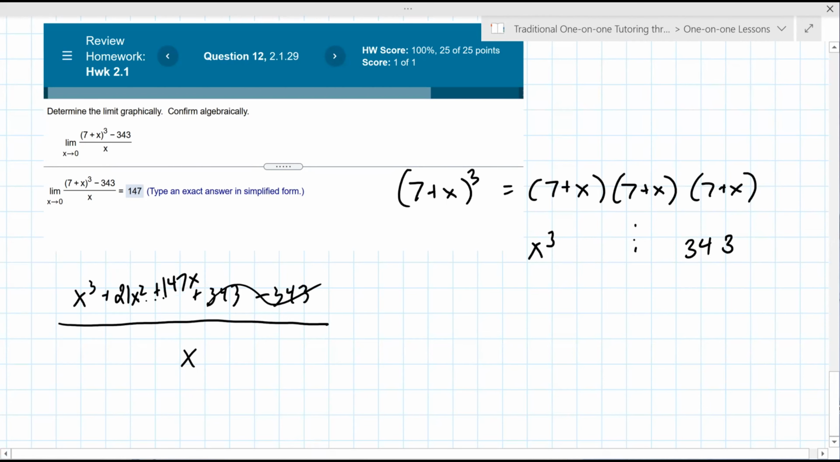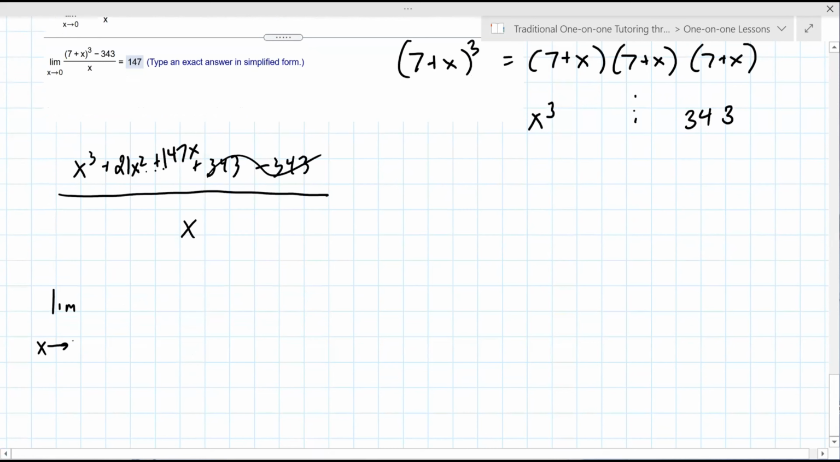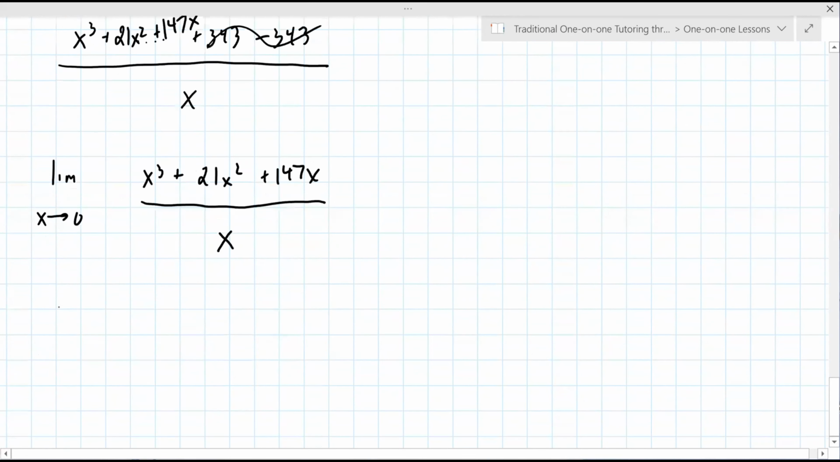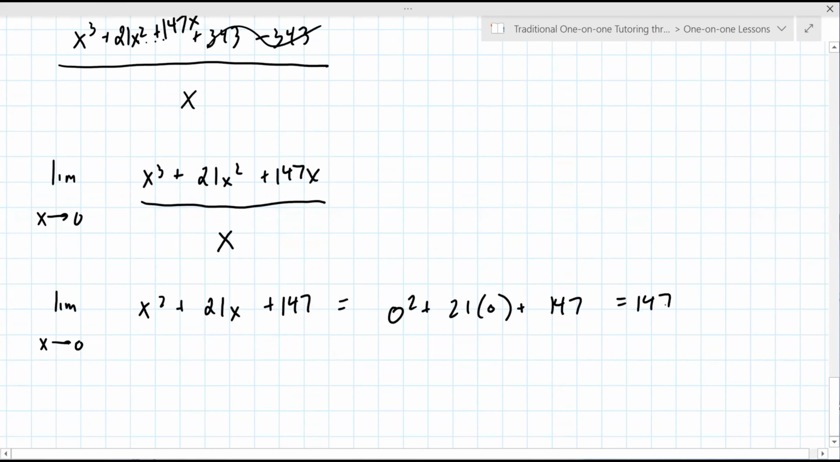(21x² + 147x). So what this reduces to is the limit as x approaches 0, x cubed plus 21x² plus 147x all over x. So you end up canceling each of these with an x. So this becomes the limit as x goes to 0, and you have to write that every time, of x squared plus 21x plus 147. And then you go back to strategy one, which is to plug in 0. There are all sorts of calculators out there that do this, but they don't give you the steps, and that's where you have to know the expectations of your instructor.